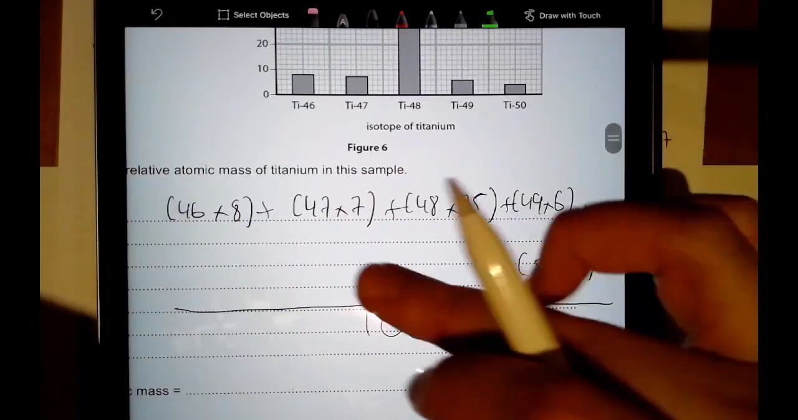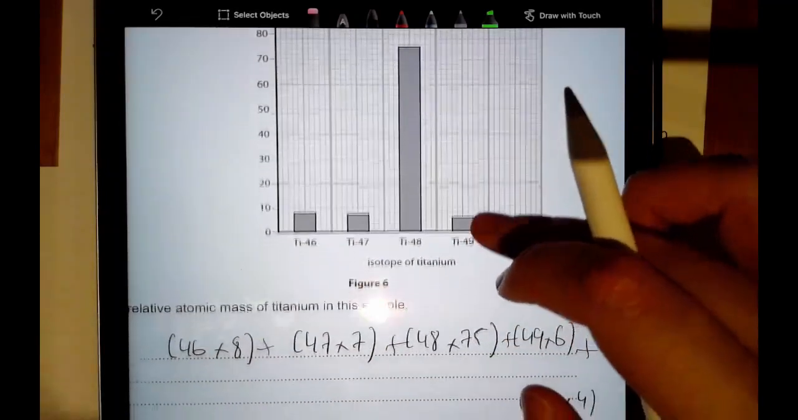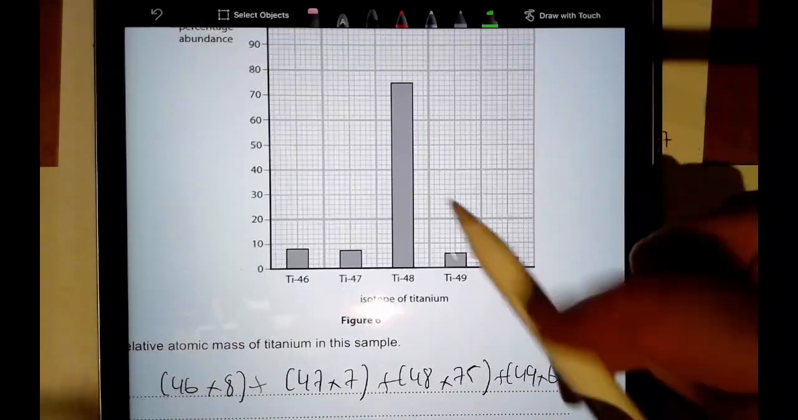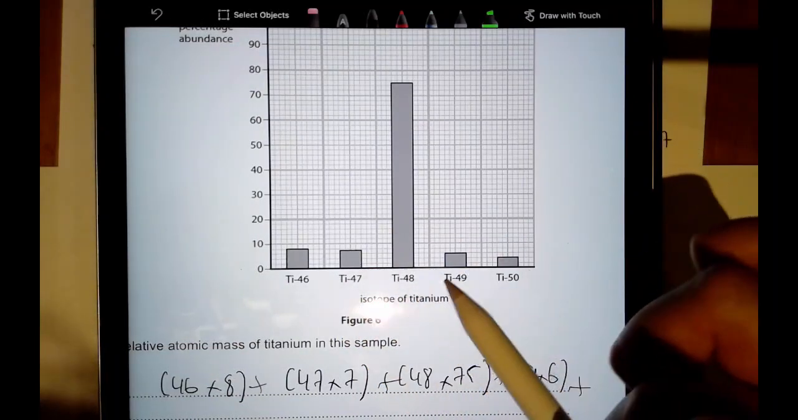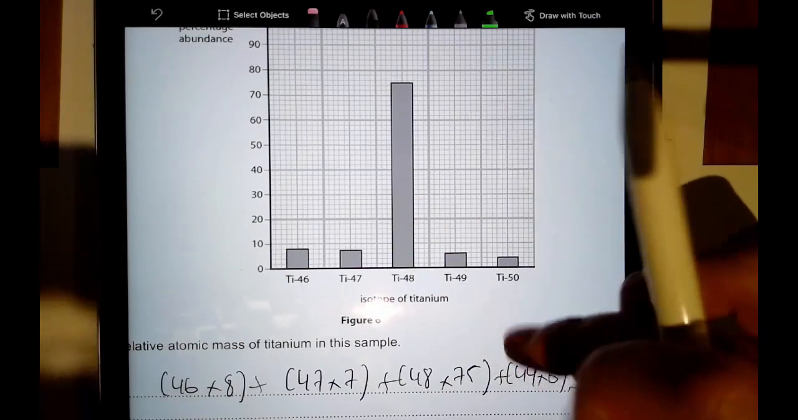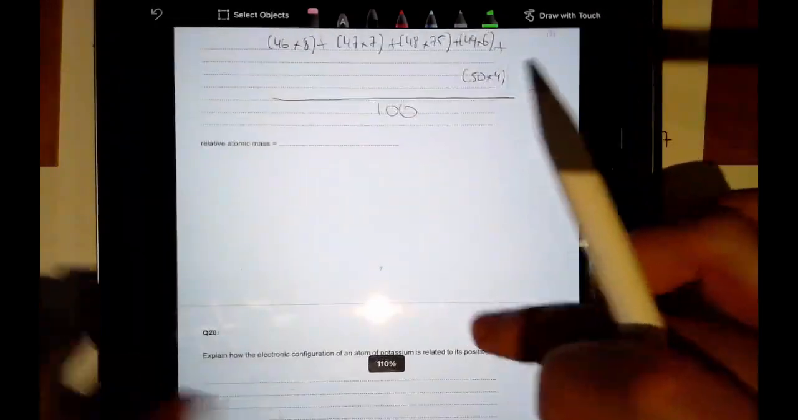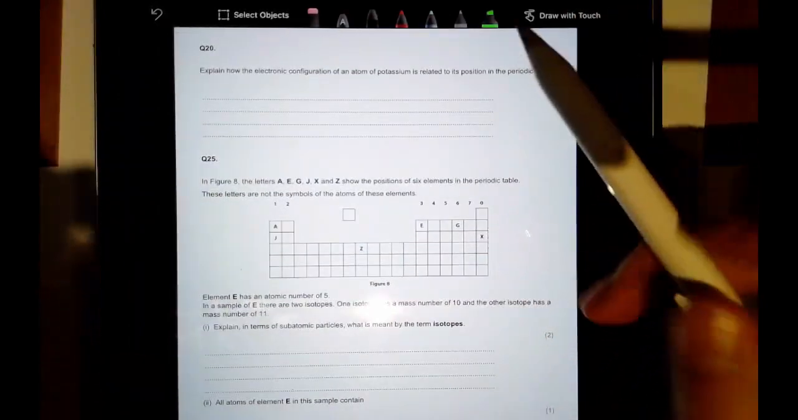And again, find titanium on your periodic table. Your answer should come out as being roughly 48 point something, okay? If you have all the masses, 46, 47, 48, 49, 50, you should be getting a mass in the 40s. If you're not, then again, you've made a mistake, so go back and check your work. That's the only calculation that comes up in these chapters. The rest is a little bit more straightforward.